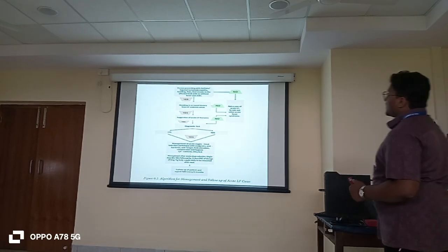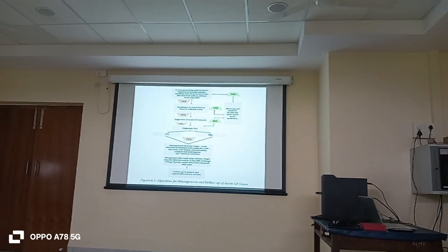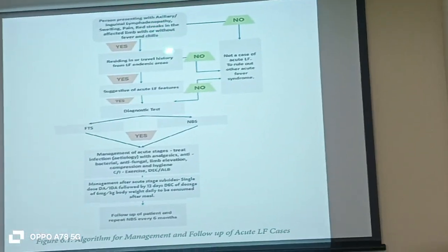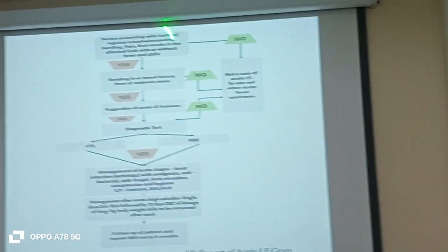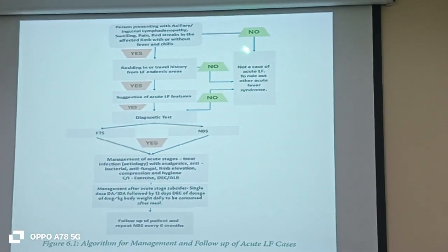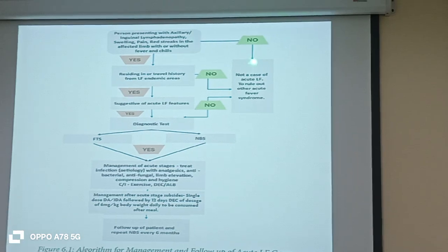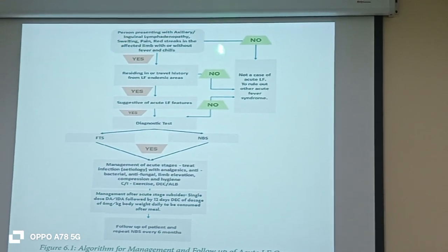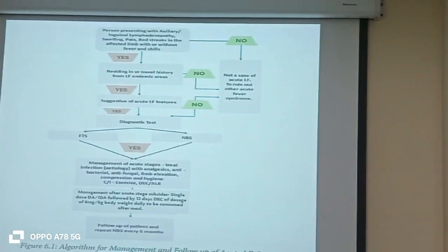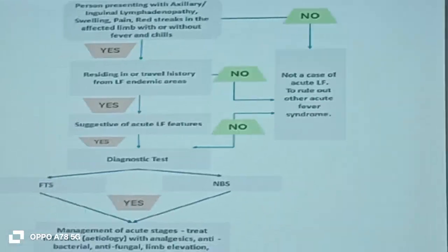So this is one of the new guidelines. According to it, a person presenting with axillary lymphadenopathy, swelling, pain, red streaks, lymphatic symptoms, with or without fever. If it is no, not a case of acute lymphatic filariasis. To rule out, if these symptoms are not there, you have to rule out lymphatic filariasis. Other fevers, either malaria, typhoid, dengue, you have to check.